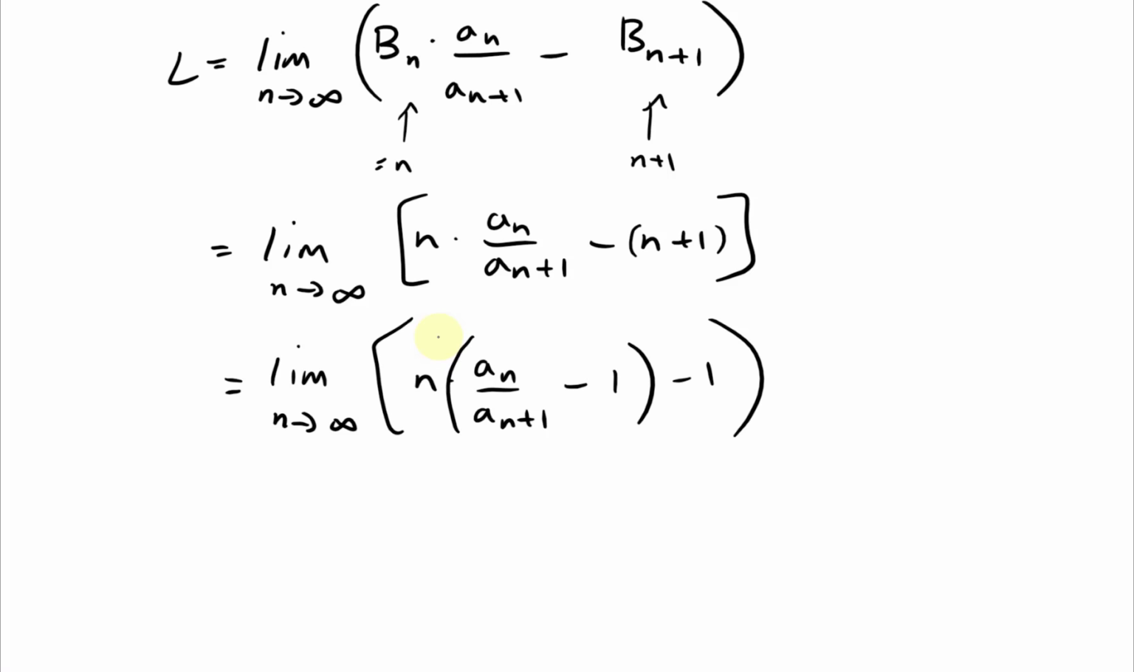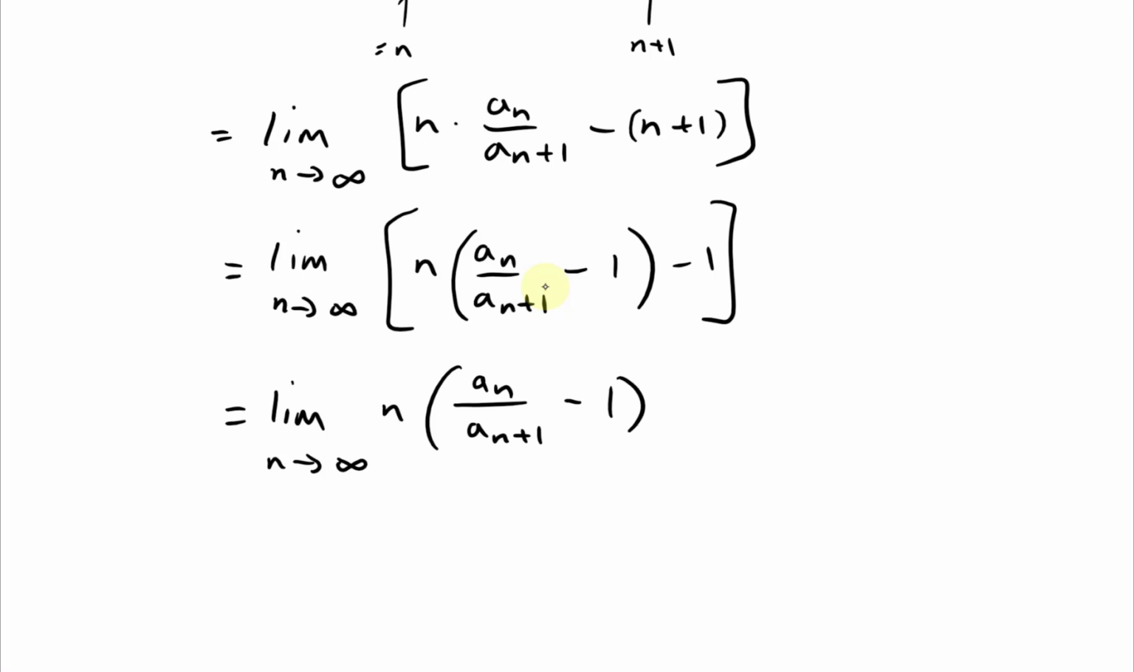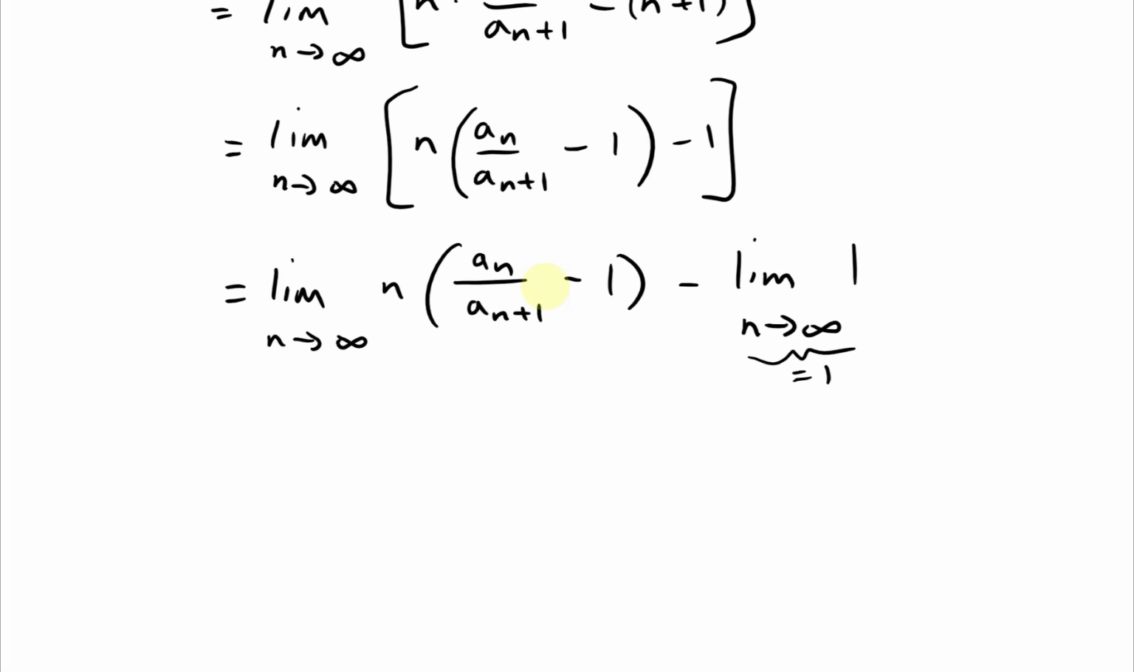Put a big square bracket like that, just to save space. It's going to be minus n, factor out the n, so we have it like this. This is going to be the limit as n approaches infinity of, in a square bracket, n times an divided by an plus 1 minus 1, and then close bracket, and subtracted by 1. Now you could separate this limit using the limit laws. This is going to be equal to n times an over an plus 1 minus 1, which is our Raabe's test, and then minus the limit as n approaches infinity of 1. There's no n there, it doesn't change, so this just equals 1.